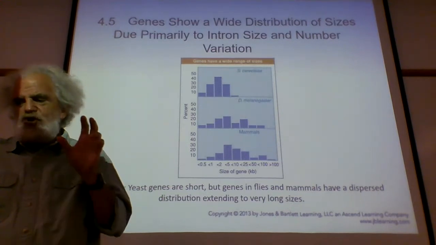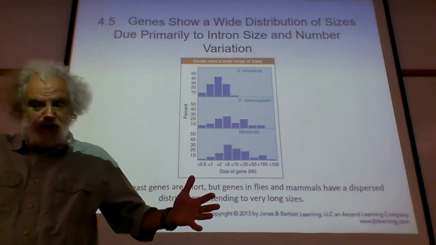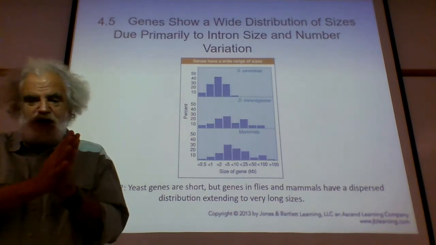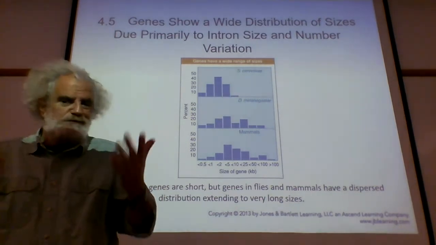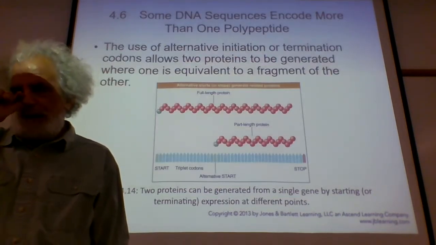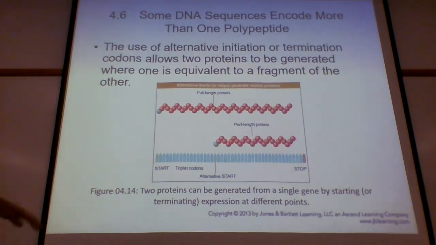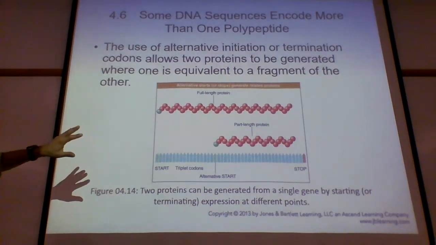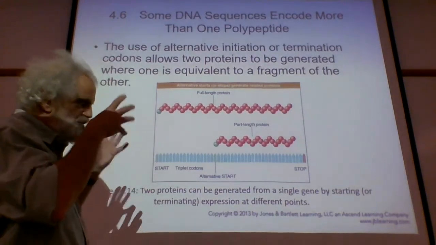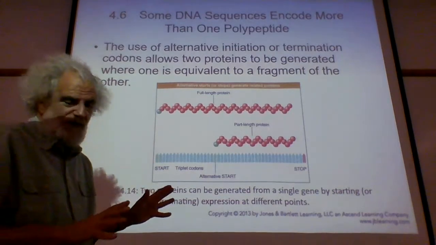Yeast genes are short, but genes in flies and mammals are longer, mainly because we start to have a greater number of intervening sequences. This makes pretty good sense. Now, one of the things that happens is that with intron-exon splicing, we can have a single gene produce multiple gene products. There are a couple of different ways to think about this.